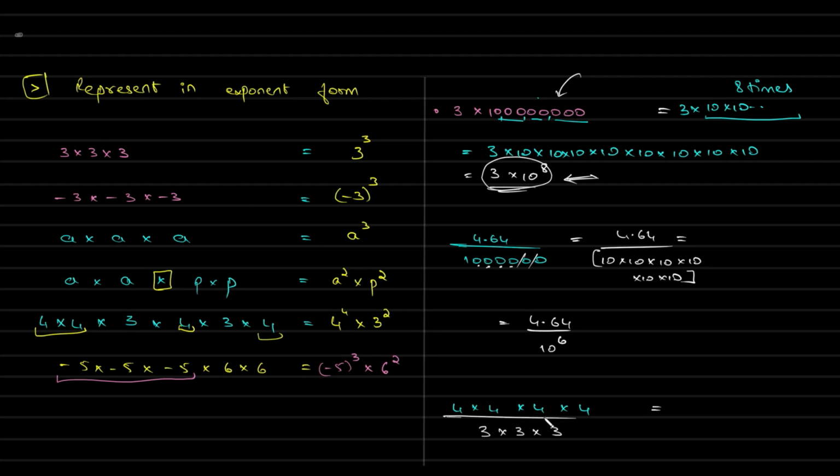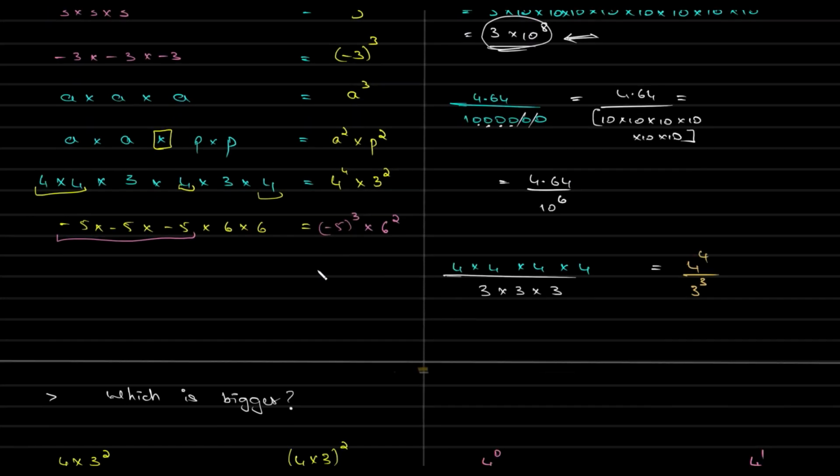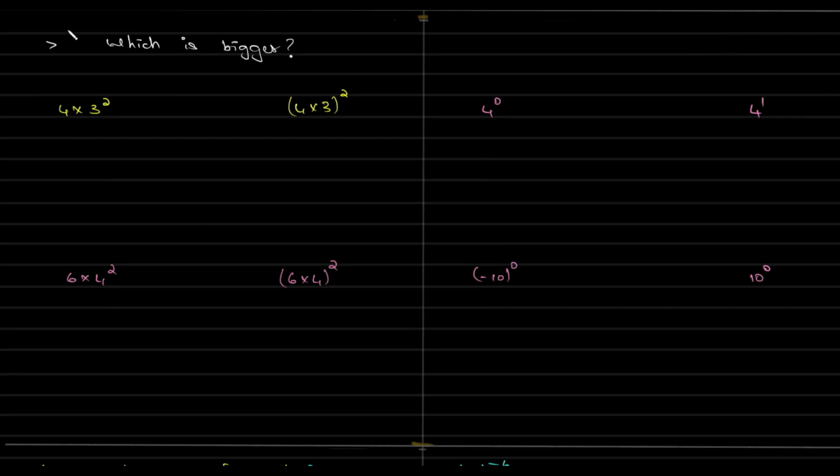Next one is 4 into 4 into 4 into 4 in the numerator, so that is 4 to the power of 4 divided by 3 into 3 into 3, 3 cube. Right. So we have our exponents. So we're looking at a few more variations so that we understand the concept better. Again, my request is, as usual, what is my request? Any guess? Yes, please pause the video before you watch my recording.